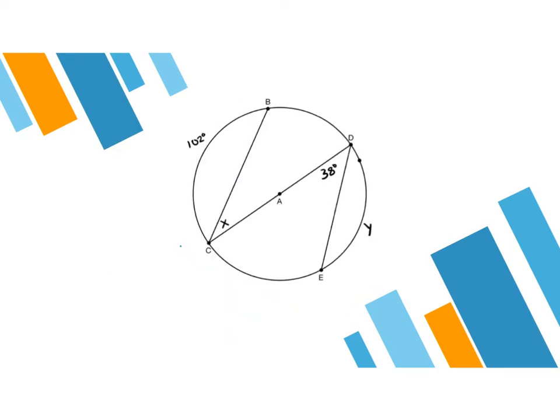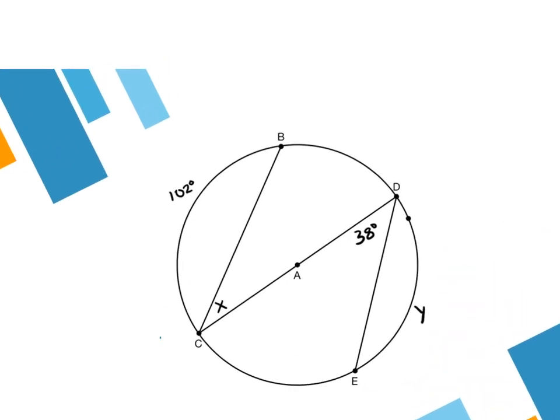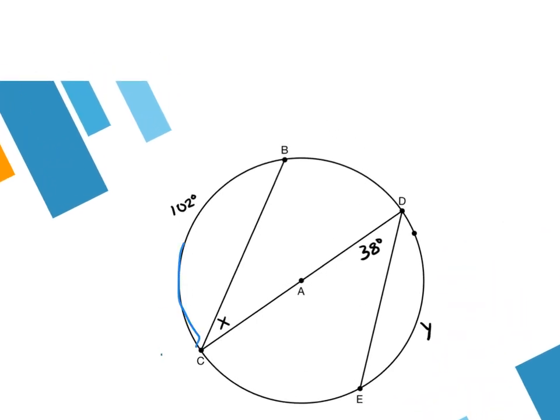A similar problem, this time I'm looking for x and y. This entire semicircle has to add up to 180 degrees. So just this arc BD has to be 78 degrees, because 180 minus 102 gives me 78. X is then half as big as 78. Half of 70 is 35. Half of 8 is 4. So x is 39 degrees.